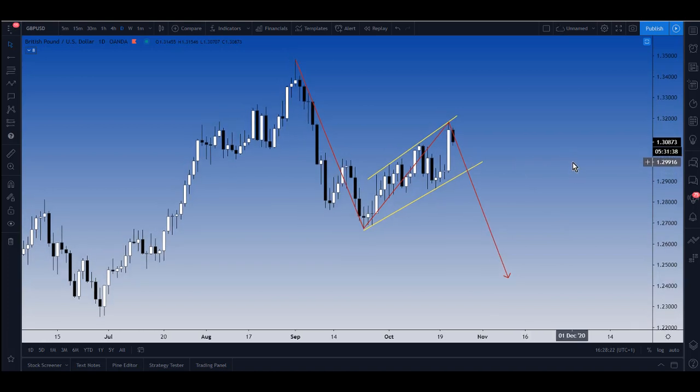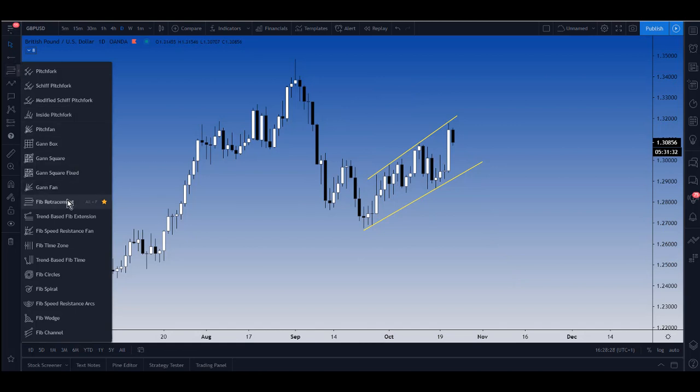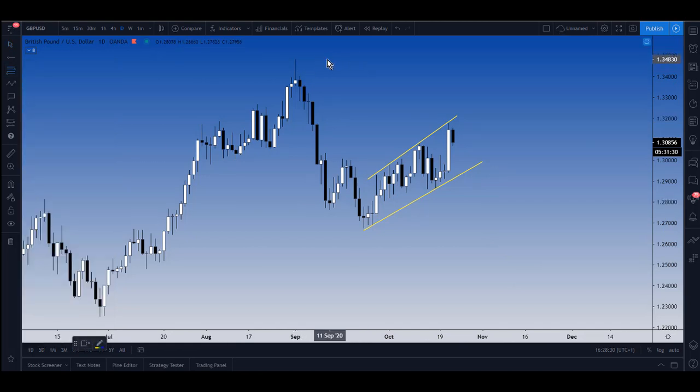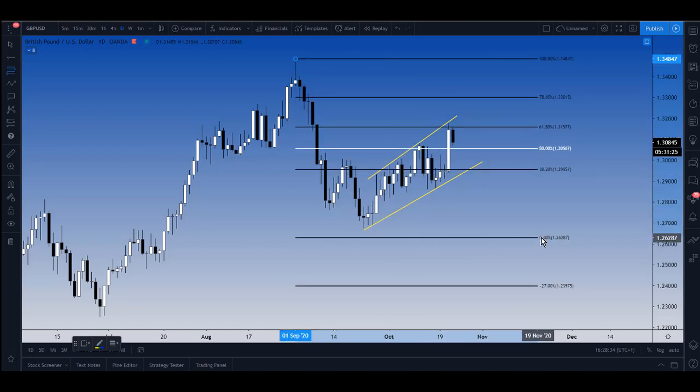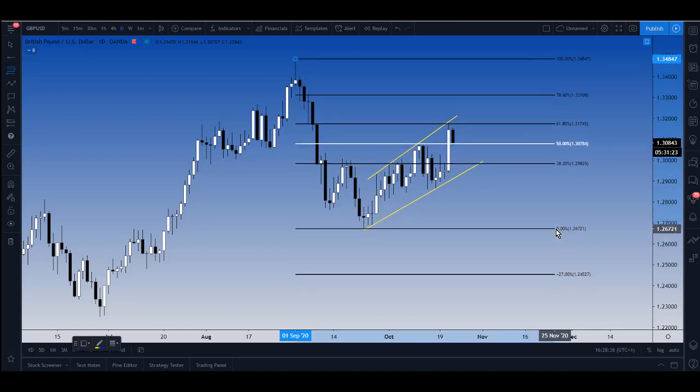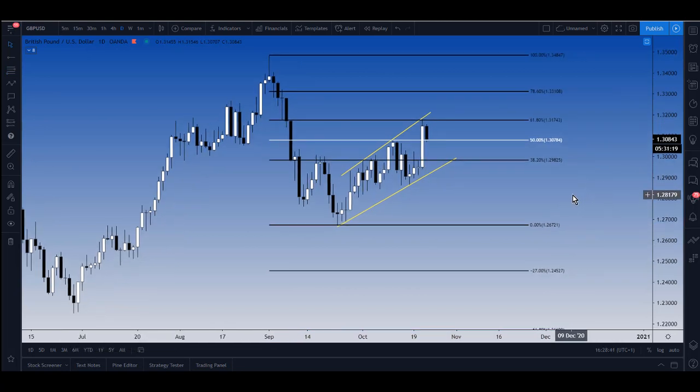But let me just draw, in fact, I'm going to delete that and use what's called a Fibonacci retracement tool. We will actually do a video on the Fibonacci retracement tool in one of our back to basics videos soon. So if you're not too sure what I'm doing, then don't worry at the moment, but we will go through it at some point and we'll give you a little lesson on Fibonacci.